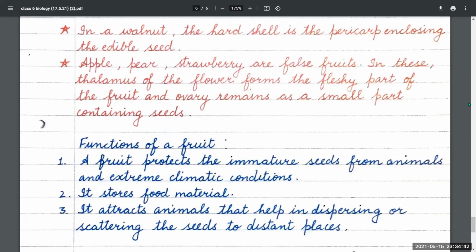So, children, today we have discussed the different agents of pollination and how fertilization takes place in plants.